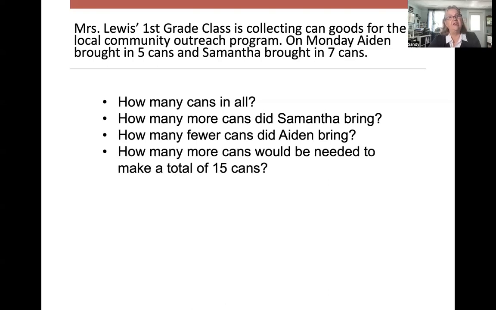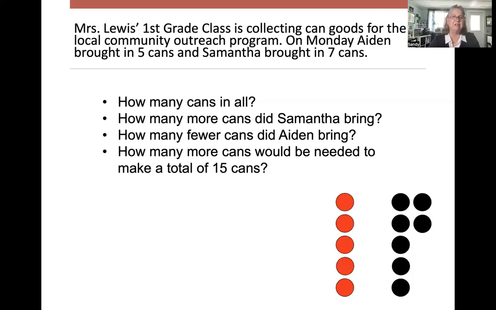Now, I could have asked how many more cans would be needed to make a total of 15 cans. Now, here's where this image works well. See, you need 3 more to fill that 10 frame. If you picture that 10 frame, that will give us 15. See that how many more idea with that image helps us.